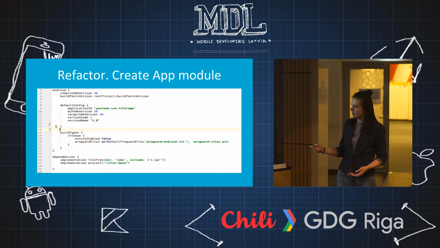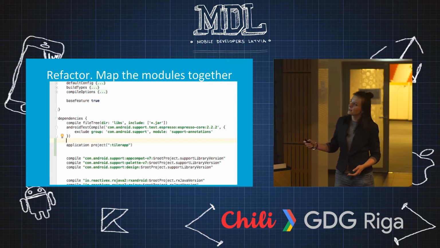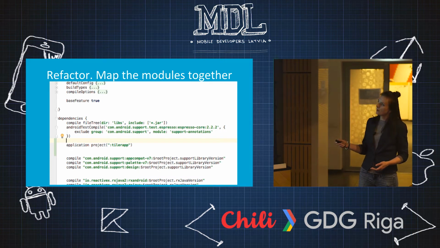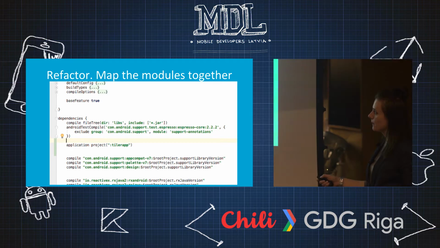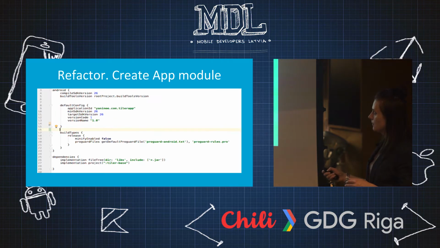Oh, that's already app module. Oh, sorry. So this is going to be my base feature module. It's going to have this base feature in the Android block. It's going to no longer have the application ID because the application ID will be in the app module. The app module we will create separately.